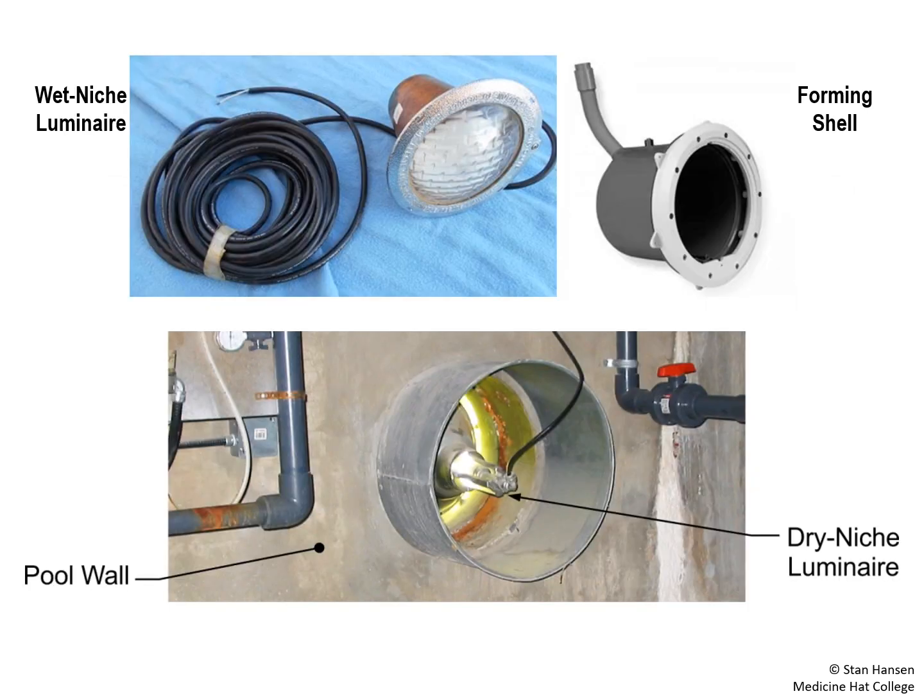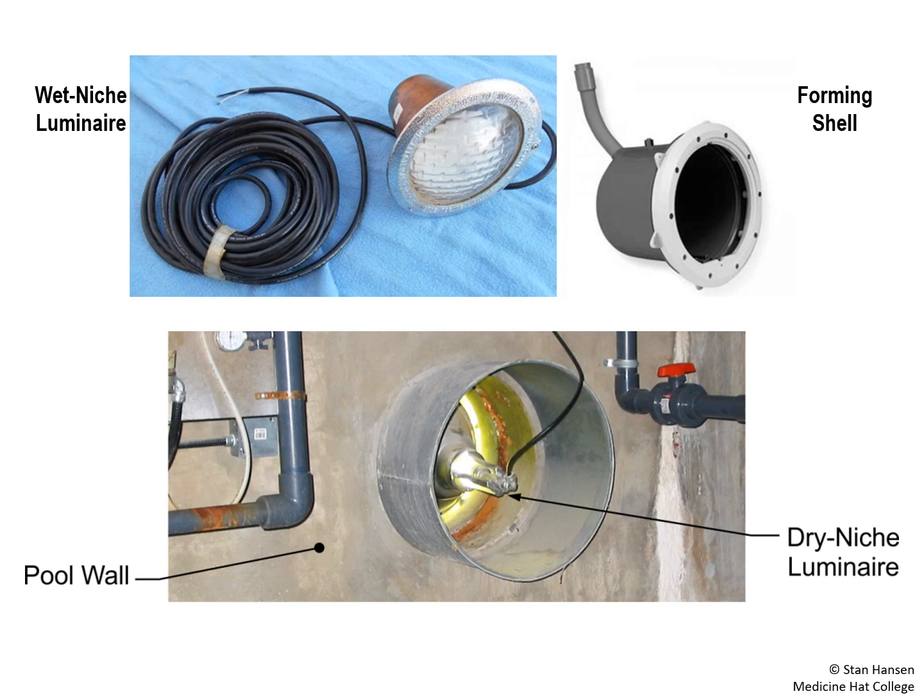When it comes to pool lighting, there are 2 different types of lighting that can be used inside the pools. The first type is called a wet niche type luminaire, which is a very common type of lighting to have. Within this type of luminaire, they will have a forming shell that forms part of the pool wall. Inside the forming shell goes the light.